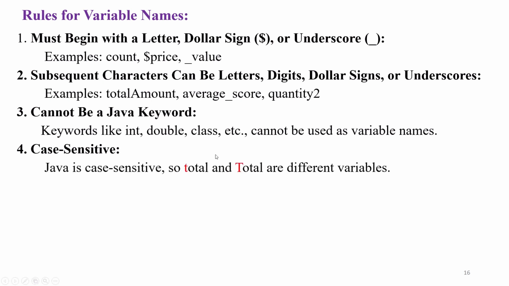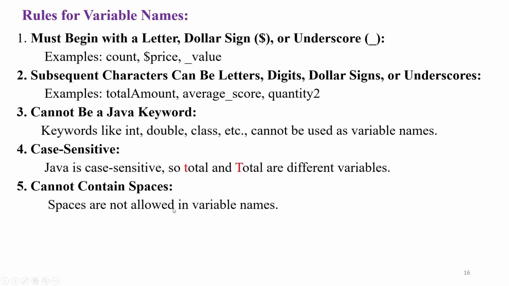For example, total with small t is totally different from total with capital T. Clear? Good. Rule 5, variable names cannot contain spaces. If you are declaring a variable name that has more than one word, link the words using an underscore sign or just write it as one word, because spaces are not allowed in variable names.